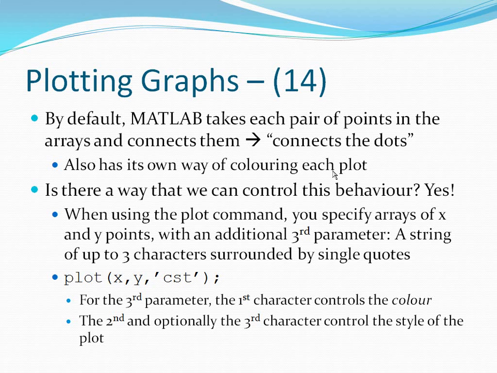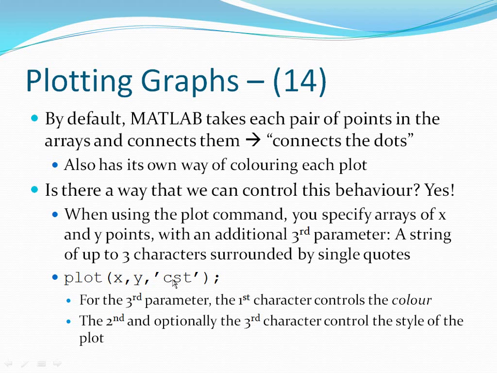You can control that by specifying a third additional parameter, which is a string of up to 3 characters surrounded by single quotes. So not only will you do x and y, you'll also specify a third parameter where the first character specifies the color that you want the graph line to be, and then the second and optionally the third character will specify how the line style or how the plot is going to be drawn.